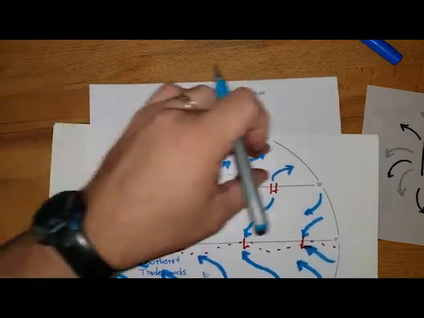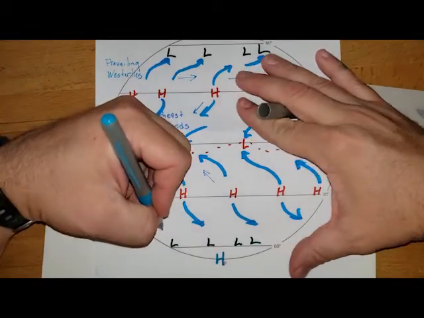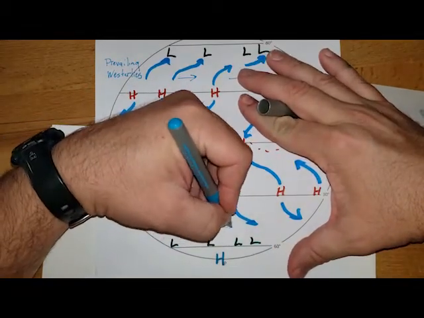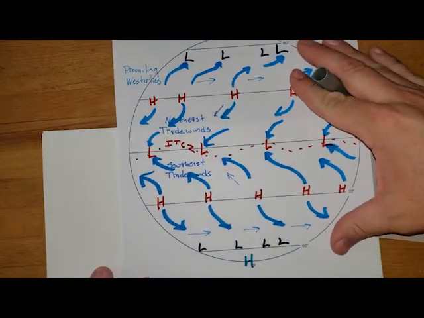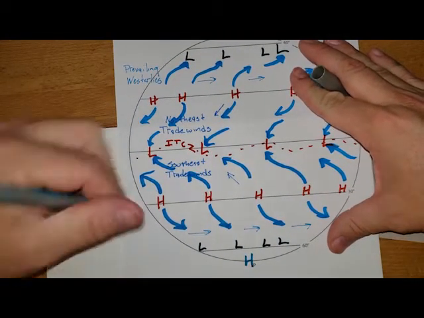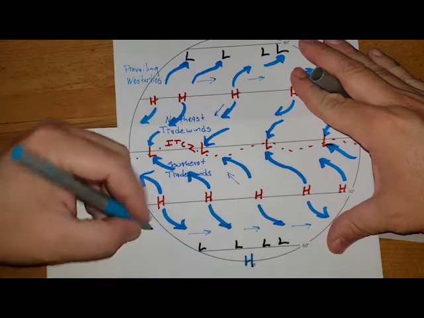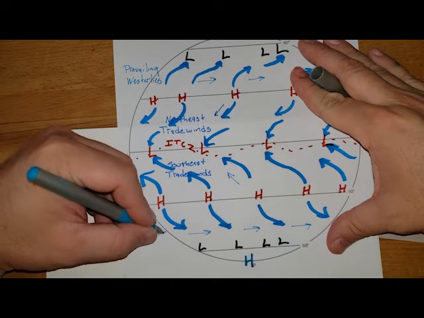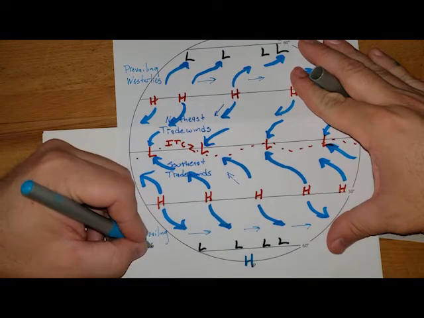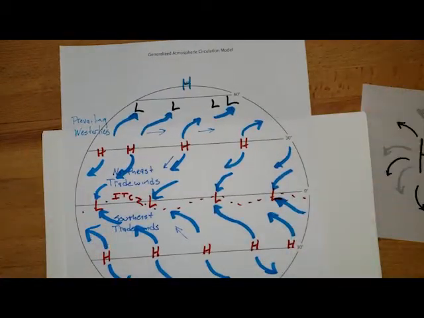Our prevailing westerly is going through there. And as we come down to here, again, these winds are primarily moving from the west to the east. So if we call winds coming from the west westerlies, you might signify the northern versus the southern, but these are also the prevailing westerlies. Okay, now these winds are going to be moving our surface ocean currents.